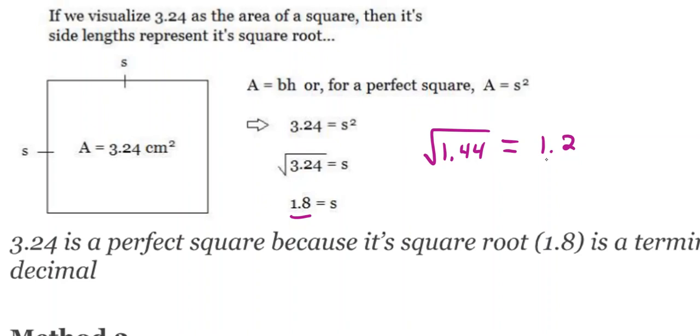So yeah, you end up with 1.2. That's a terminating number, which just means it comes to a stop. Or if I would have gotten a number like 1.333333 that goes on forever, another way of writing that would be 1.3 repeating. That is also going to be considered a perfect square.